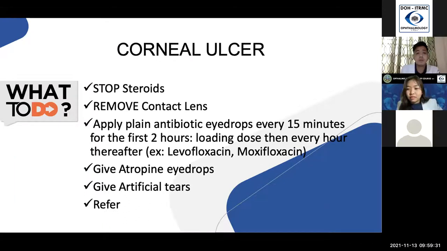So what to do is, of course, if nagpapatak ka ng steroid, you should stop it immediately. If you have a contact lens, you remove it. Then for this kind of cases, we actually use third-generation fluoroquinolones, levofloxacin or moxifloxacin. But if this is not available, mas maganda na magbigay pa din ng kahit ano, tobramycin, just to have a coverage while the patient is being referred to the hospital. So we can give also atropine eye drops and artificial tears.